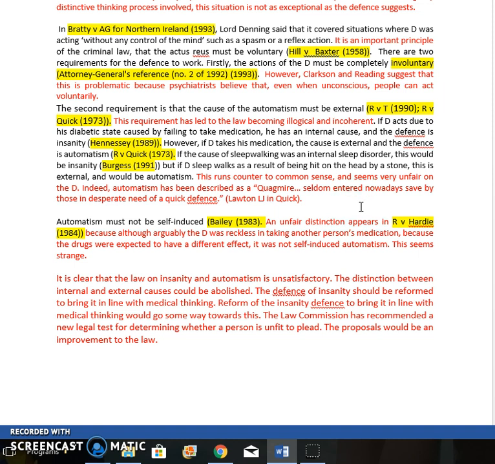The final rule on automatism is that it must not be self-induced, and you've got Bailey on that. But then if you remind yourselves of the case of Hardy, it seems really unfair. In the case of Hardy, the defendant had taken his girlfriend's drugs, and arguably it's reckless to take someone else's drugs, but because they had the opposite effect to what he expected, he was allowed the defence. It wasn't self-induced. This is strange, conflicts with the case of Bailey.